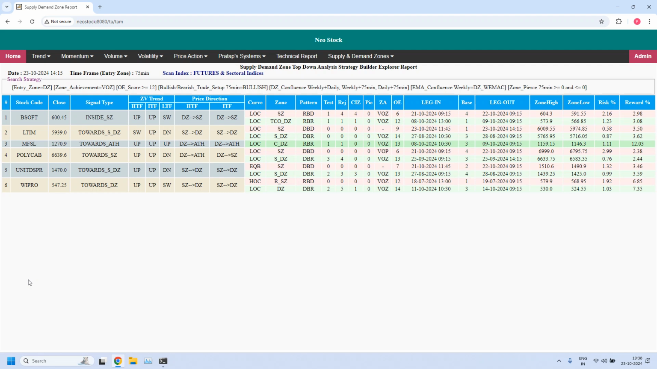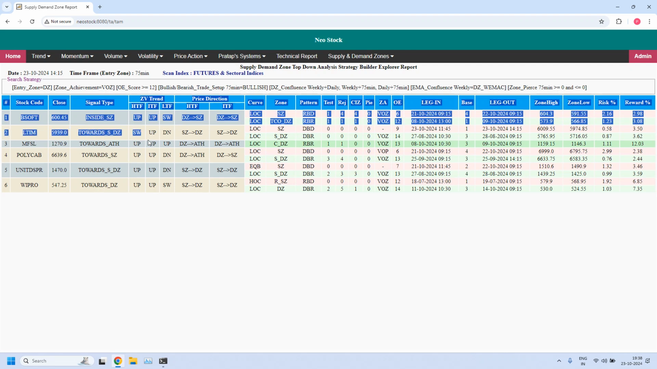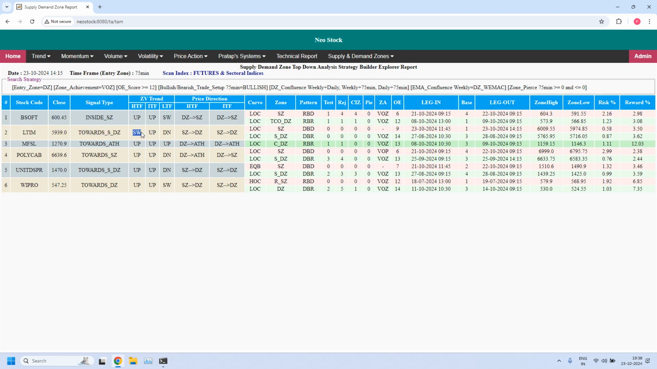In all these 6 stocks, weekly EMA confluence is there, but second one you cannot include because the second one trend is sideways. Sideways EMA confluence does not add any additional advantage. So except second stock, remaining all are having high probability setups with EMA confluence.